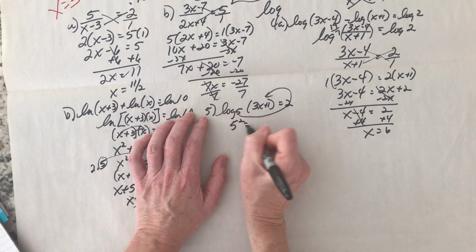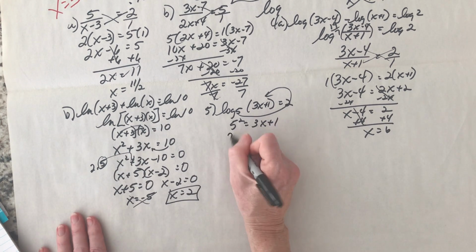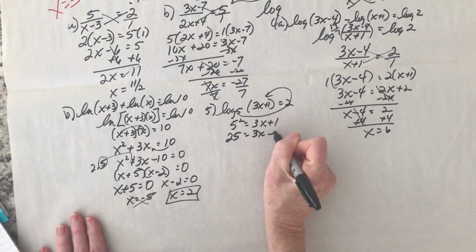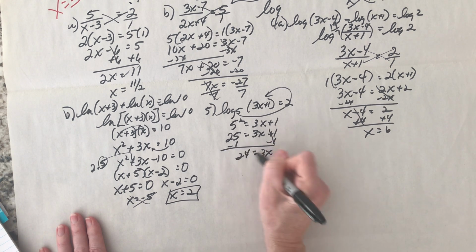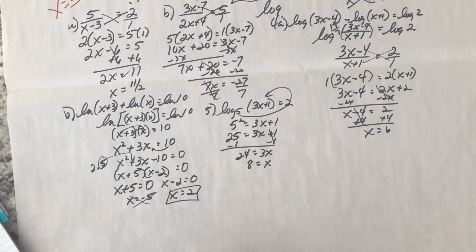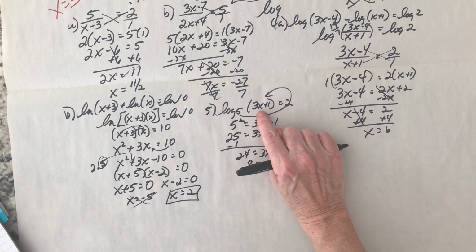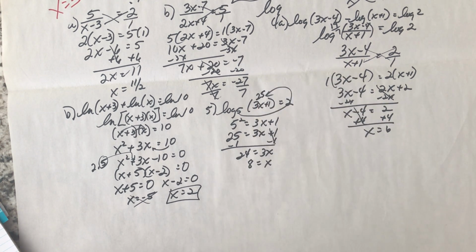So 5 squared equals 3x plus 1. 5 squared is 25. Move the 1 over. And x equals 8. So we're getting an 8 for that. Let's just make sure that's legal. 3 times 8 is 24. 24 plus 1 is 25. That's a positive number, so we're good.